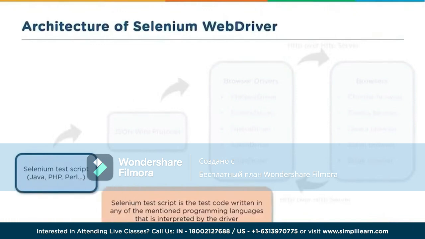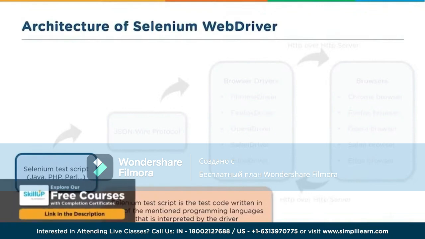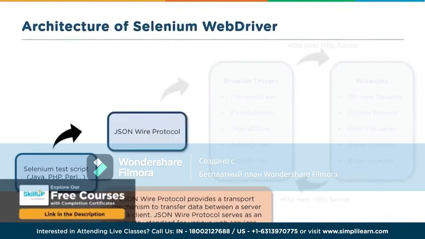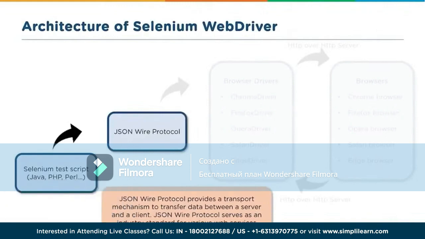Now, what are these APIs? These APIs are REST APIs. REST is Representational State Transfer, and everything for Selenium happens through these REST calls. The second component is the JSON wire protocol. So what is JSON? JavaScript Object Notation, and it's a standard for exchanging data over the web.